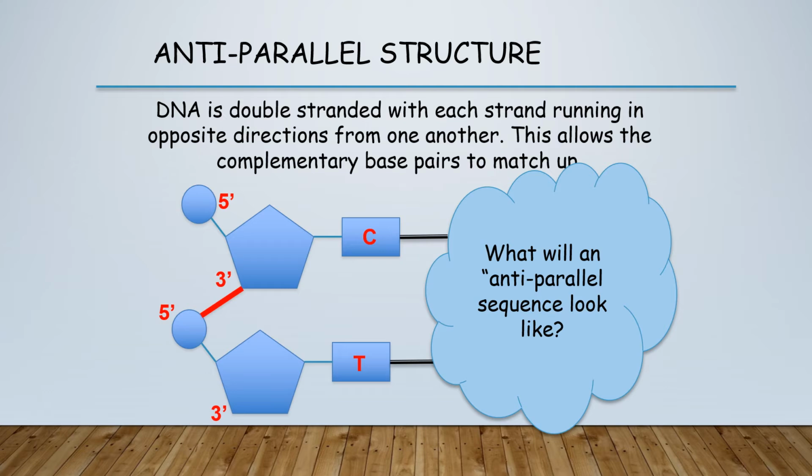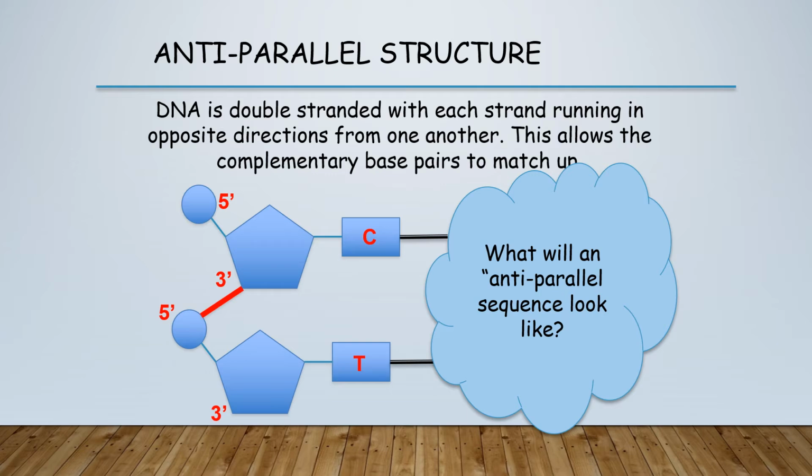And we know from last year that it's not just one single strand of DNA. DNA is double-stranded. However, something new for you this year is that each strand runs in opposite directions from one another. This allows complementary base pairs to match up, and it's also known as antiparallel. Okay, so can you just think for a second what an antiparallel sequence might look like?